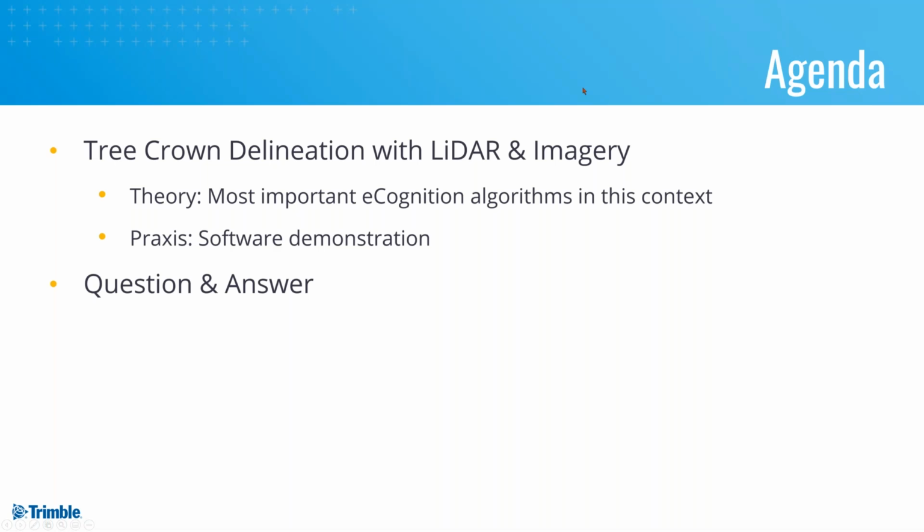So what are we going to look at today? Like I said, looking at tree crown delineation. We're going to be using some LiDAR data mixed with imagery to do this. We're going to also present some theory, how these different algorithms work that we're going to be demonstrating today. And of course, we're going to be working in the eCognition Developer software, showing you how this actually works in practice.